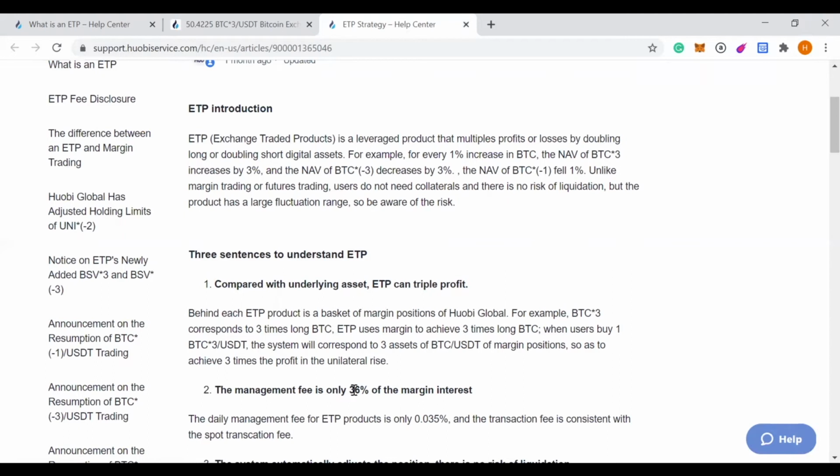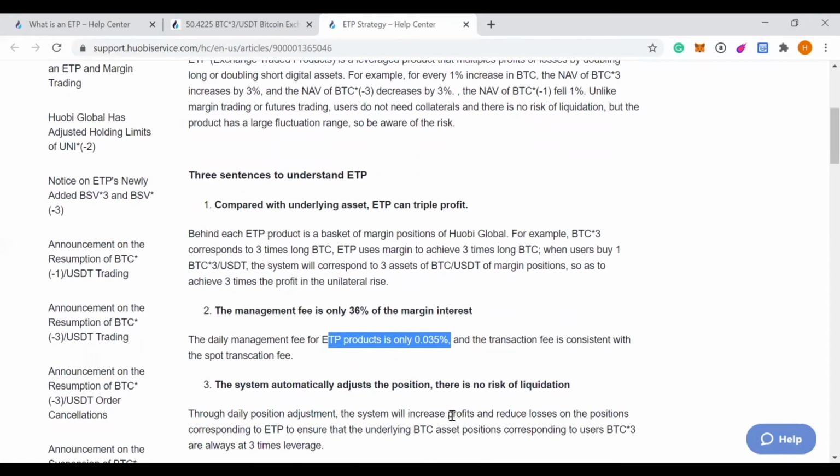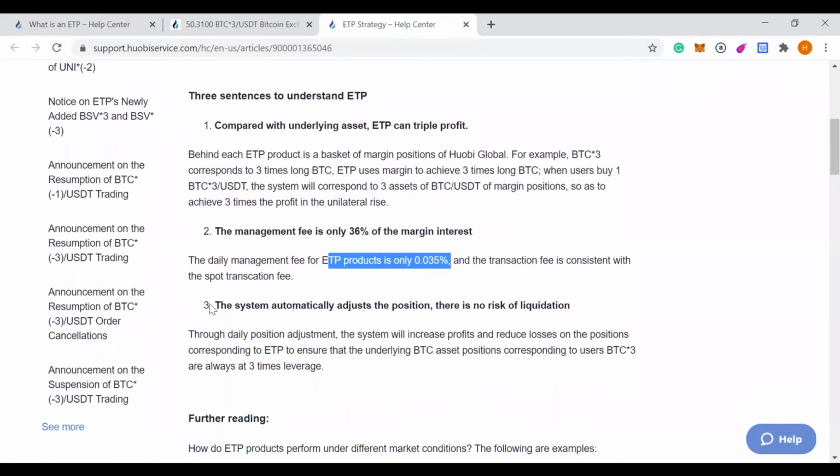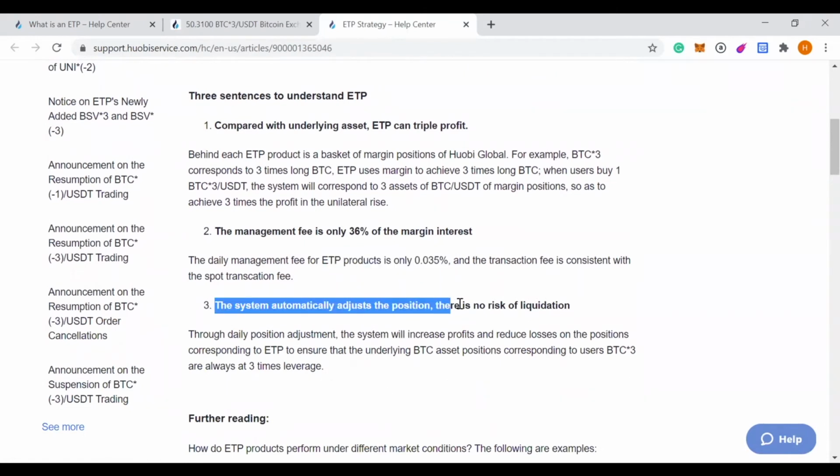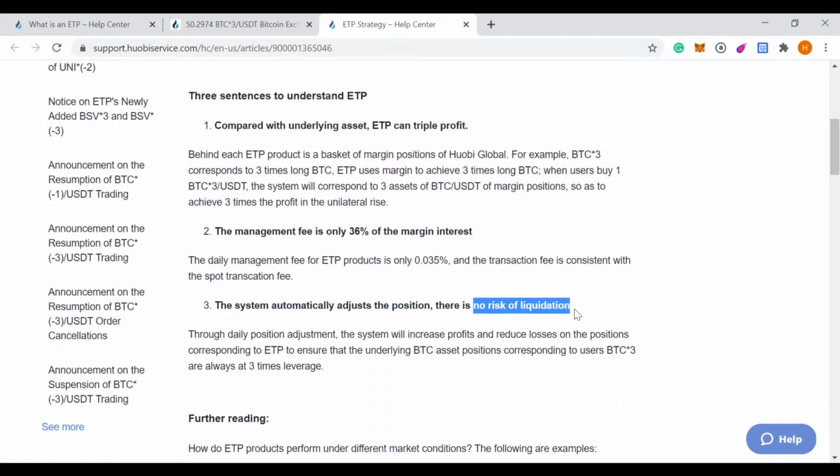The management fee is only 36% of the margin interest. Okay, so the daily management fee for ETP products is only 0.035%, which is really low. It's the same as spot, and then the system automatically adjusts a portion of it, and there's no risk of liquidation. One thing I really want to hit home is that this part is very important, and I think it is one of the major benefits: no risk of liquidation.